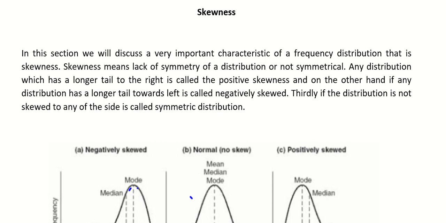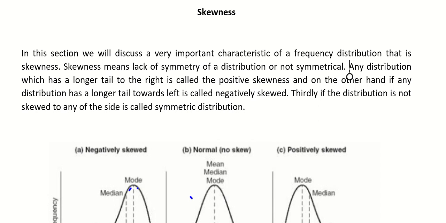Okay. So, let us first try to understand what skewness is. In this section, we will discuss a very important characteristic of a frequency distribution, that is skewness. Skewness means lack of symmetry of a distribution, or not symmetrical. So basically, what does skewness mean? Skewness is when you plot the data given to you on a graph, and if it is not symmetrical, it is called skewed. Okay.